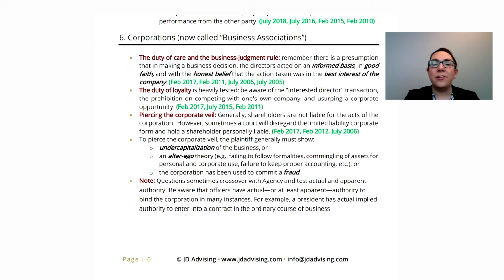Now, don't forget, there's a note here, don't forget that corporations is actually part of business associations, and when they do a crossover where it includes both corporations and agency and partnership, oftentimes what they're looking for is whether the person acting on behalf of the corporation had authority. Because if they had authority, they can bind the corporation. The corporation is then the principal. So this is often how we see these mixed together.